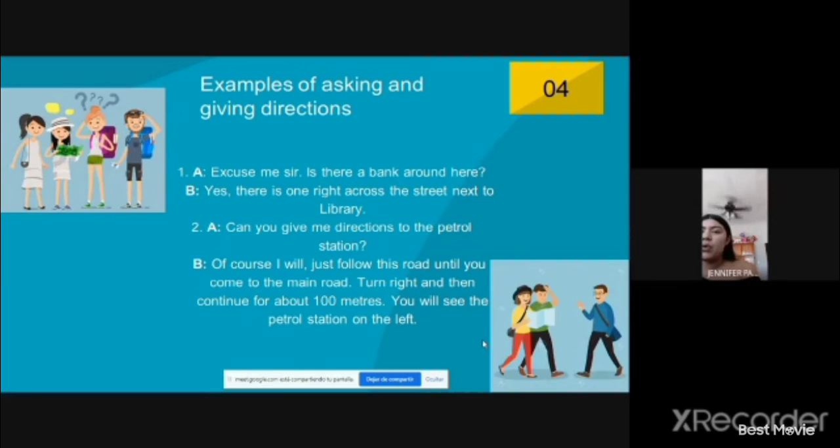And then the second conversation is A, can you give me directions to the petrol station? B, of course I will. Just follow this road until you come to the main road. Turn right and then continue for about 100 meters. You will see the petrol station on the left.